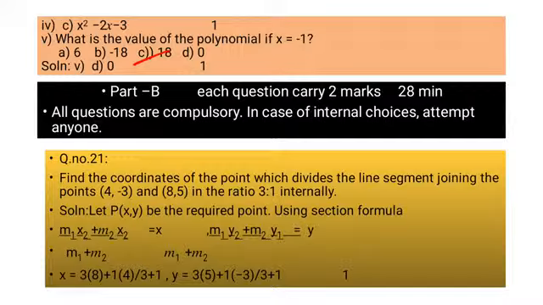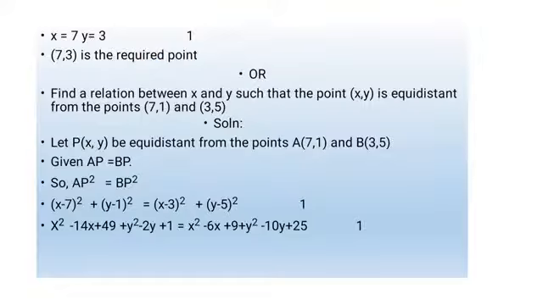Using section formula, (m1 x2 plus m2 x1) upon (m1 plus m2) is equal to x, (m1 y2 plus m2 y1) upon (m1 plus m2) is equal to y. By putting the values, we will get x is equal to 7, y is equal to 3. So the required point is 7, 3.